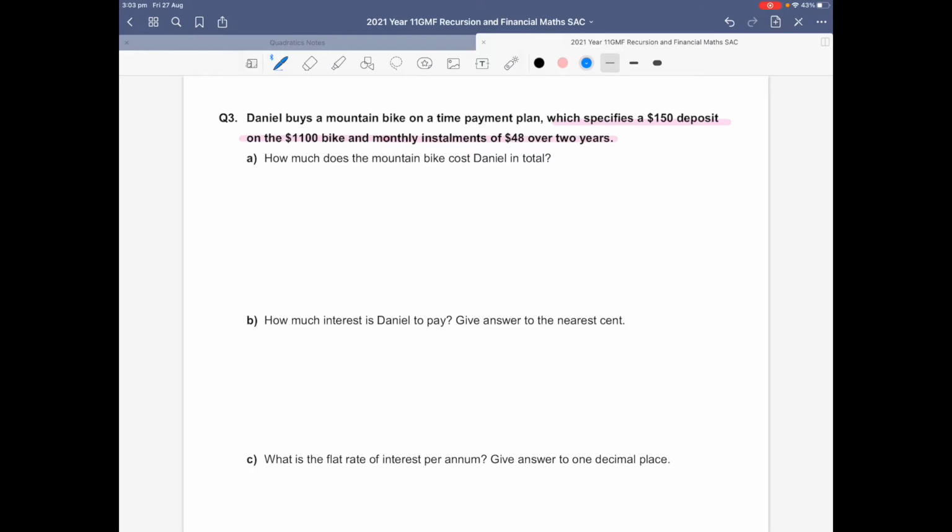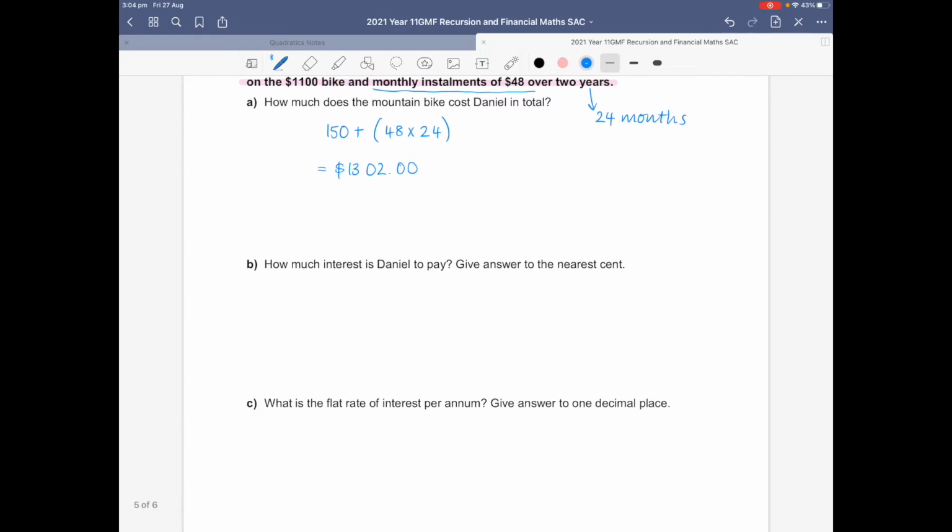So the first question asks us, how much does the mountain bike cost Daniel in total? Well, Daniel in this case has to put a $150 deposit down when he purchases the bike, plus he pays monthly installments of $48 over 2 years, so that's 24 months. So $150 plus 48 times 24, and that would give us an answer of $1,302. Now this question was answered pretty well, or at least 3A was, so no one had real issues there.